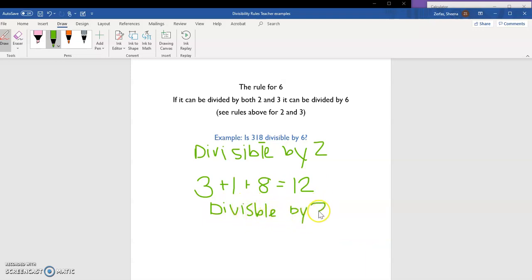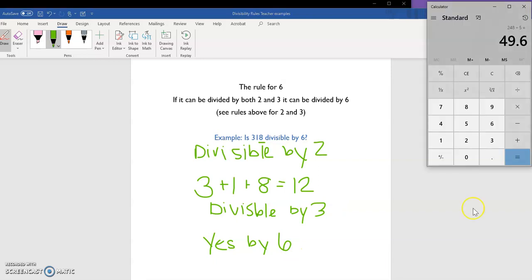If it's got both of those checked off, then yes, it is divisible by 6 as well. Again, it needs to be both. So if it was divisible by 2 and not by 3, we would say no, it is not. So you'll be using your rules for 2 and 3. Of course, let's check our answer to make sure it's right. 318 divided by 6 does give us a whole number, so that is proving this correct.